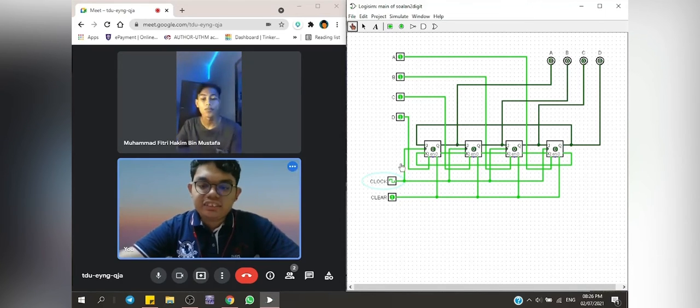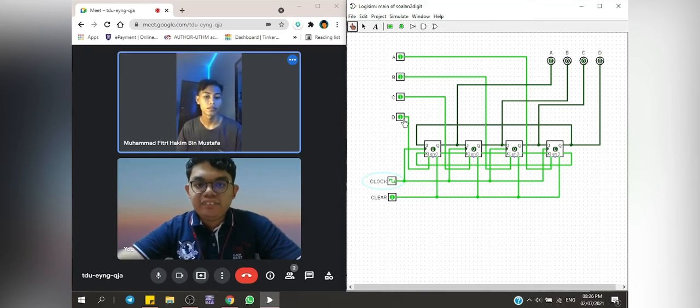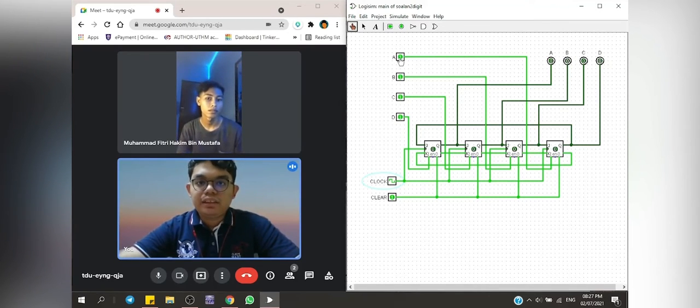Line number 7. Clear 1. Input D1, C1, B1, and A1. The clock will be 4. The output will be D0, C0, B0, and A0.